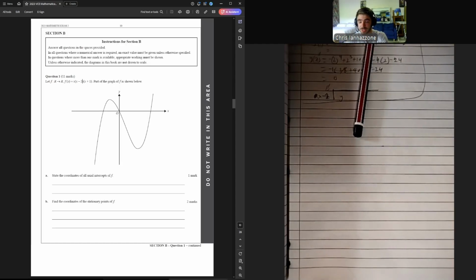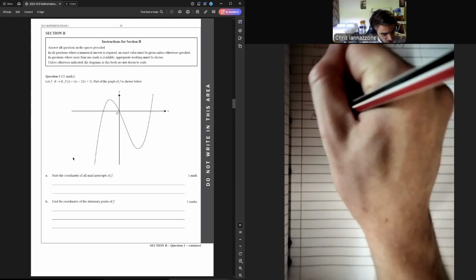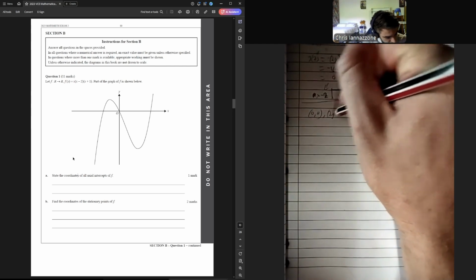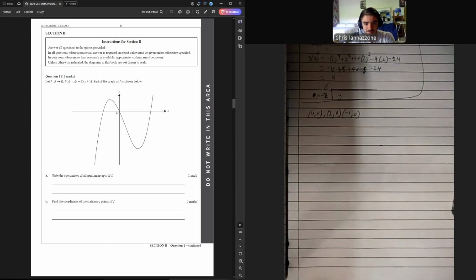Okay, moving on to section B of the exam, starting with question 1A. So we're simply told to state the coordinates of all of the axial intercepts of f. Now the good news about this is that we're given f of x in its factorized form. And so we can very quickly see that all of our x-axis intercepts are going to occur at x equals 0, x equals 2, and x equals -1. Now, don't give those specifically as answers. It is asking for the coordinates of the axis intercepts. So you would instead do 0, 0 as your first coordinate. Then you would say 2, 0. And you could also say -1, 0. That's all that's required for this one.